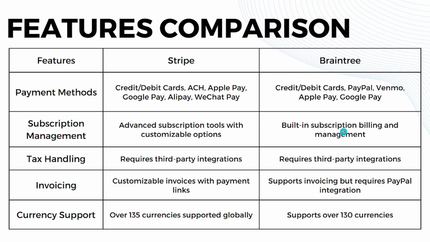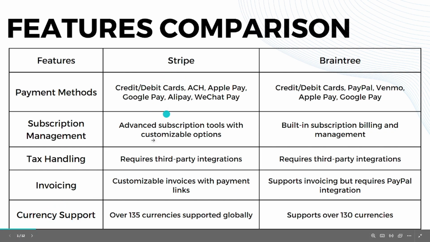has built-in subscription billing and management. For tax handling, Stripe requires a third-party integration, which is quite a letdown, while Braintree also requires third-party integration. So both of them. When it comes to invoicing, Stripe has customizable invoices with payment links, while Braintree supports invoicing but it requires PayPal integration. So when it comes to currency support, Stripe supports over 135 currencies globally, while Braintree supports over 130 currencies.